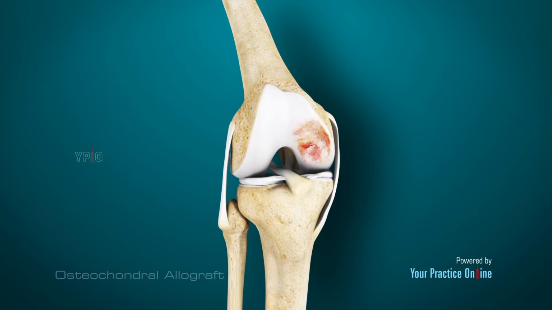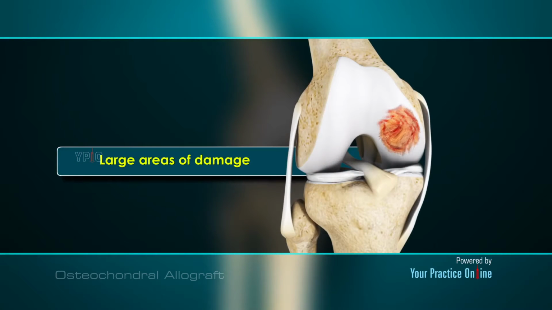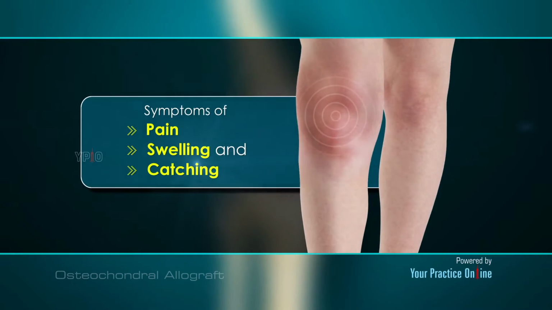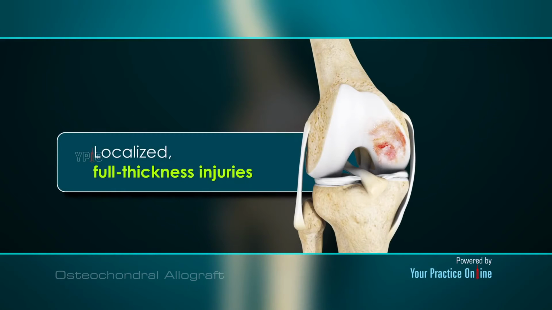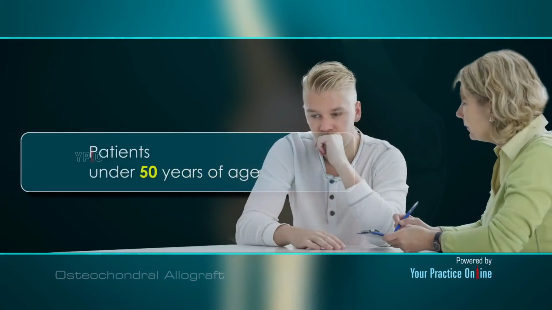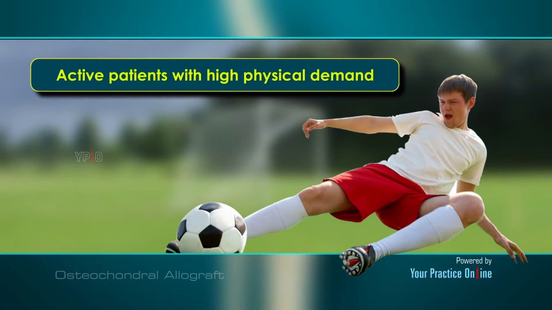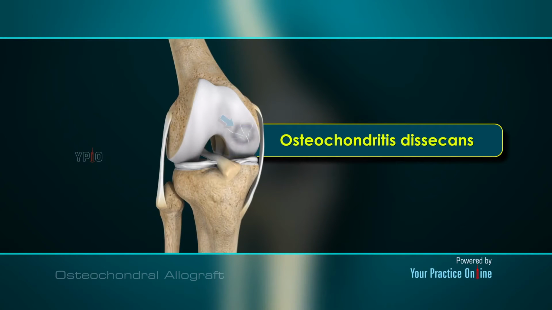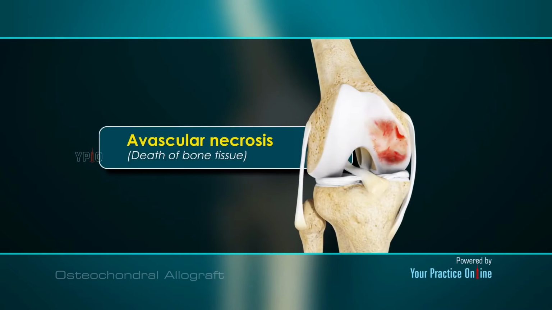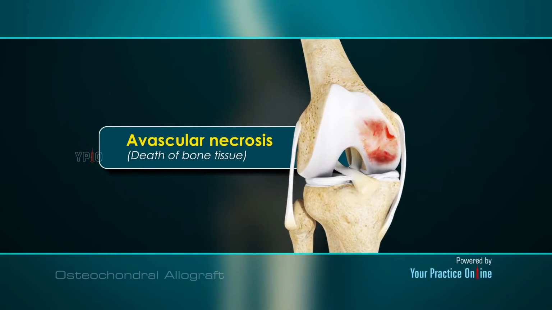Indications. Osteochondral allograft is indicated for large areas of damage with diameter ranging from 15 to 35 millimeters. Symptoms of pain, swelling, and catching. Localized full thickness injuries. Patients under 50 years of age. Active patients with high physical demand. Osteochondritis dissecans: lack of blood supply separates a segment of bone from its surrounding. Avascular necrosis: death of bone tissue.